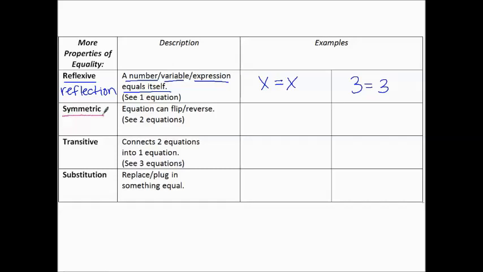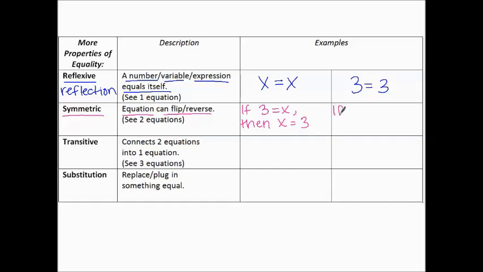My symmetric property says that an equation can flip or reverse sides. So if 3 is equal to x, then x is equal to 3. Notice how I just switched sides. That's your symmetric property. It just switched locations. If 3 is equal to x, then x is equal to 3.